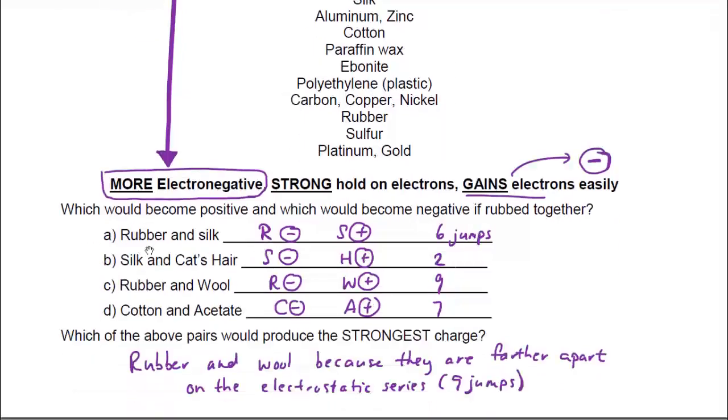you'll have. So if we look between rubber and silk, well, they're 6 jumps away from each other. The silk and the cat hair were only 2. They're quite close. Rubber and wool are 9. Cotton and acetate are 7. That makes the rubber and the wool, because they are farthest apart in the electrostatic series, they will have the strongest charges built up. So the rubber will become very negative and the wool will become very positive from all the electrons being stolen. Let's flip now to an example.